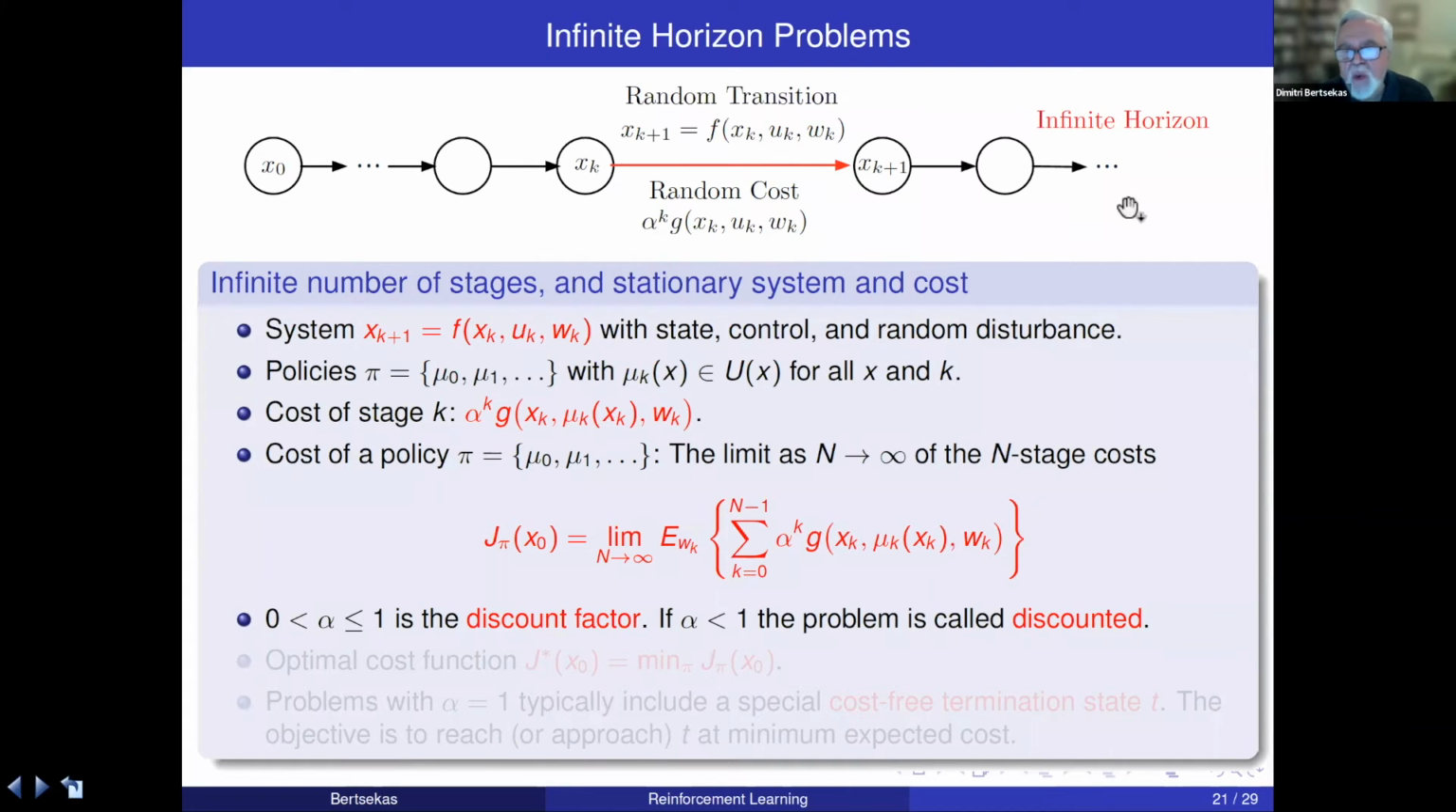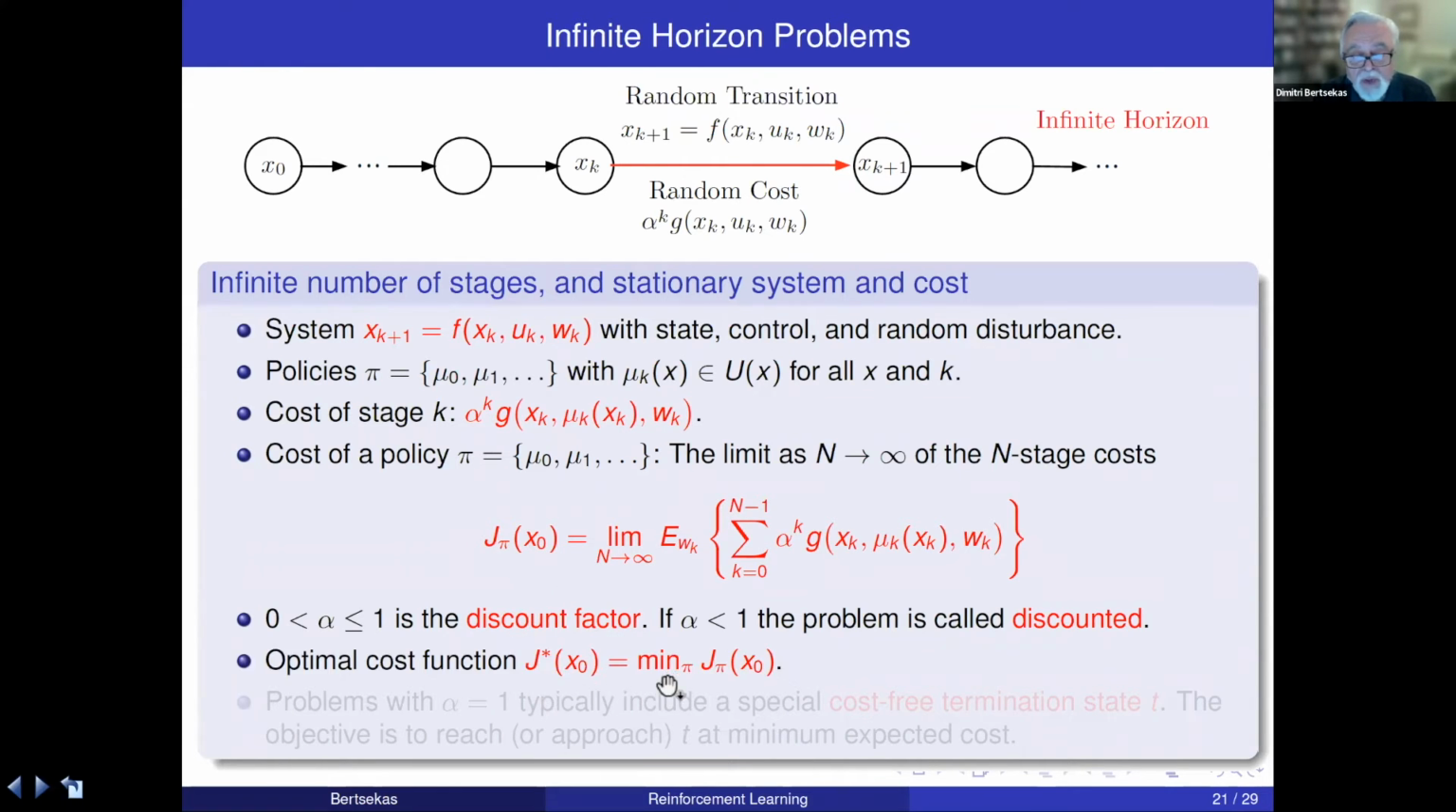As you sum all these costs, in order to keep the overall cost finite, we introduce this discount factor. Now, this discount factor could be less than 1, or could be equal to 1. And if it's less than 1, the problem is called discounted. And the cost of a policy over an infinite number of stages is the limit of the finite horizon costs. This is the expected cost of n stages. If you let n go to infinity, you would think of the cost of a policy starting from a given initial condition.